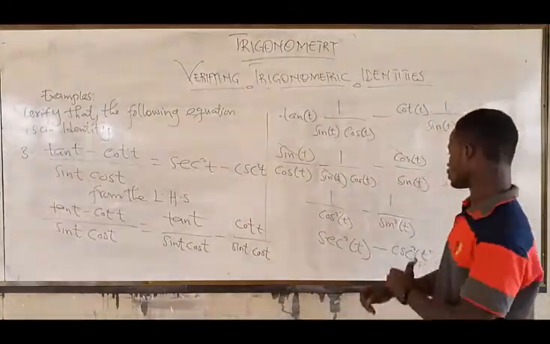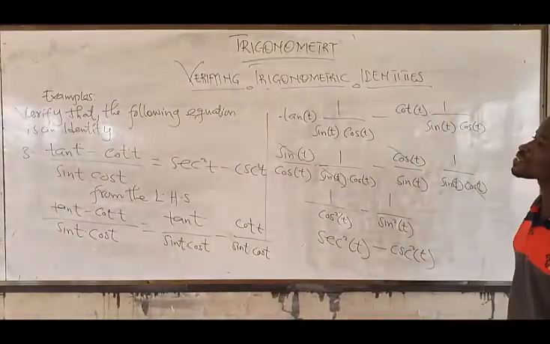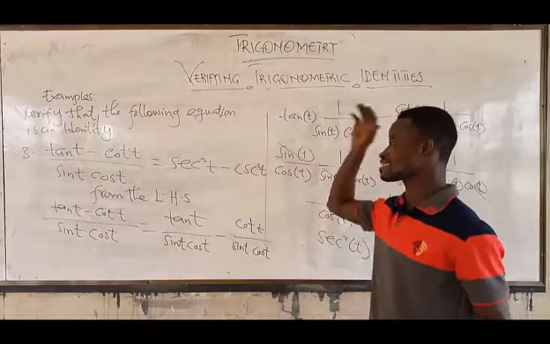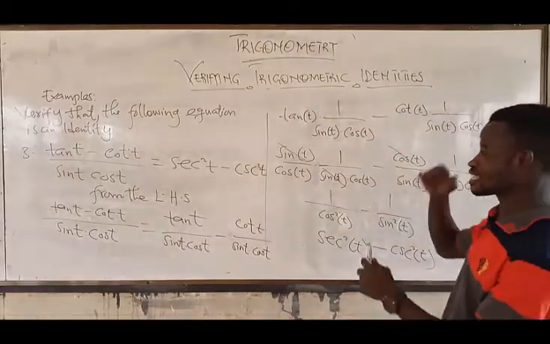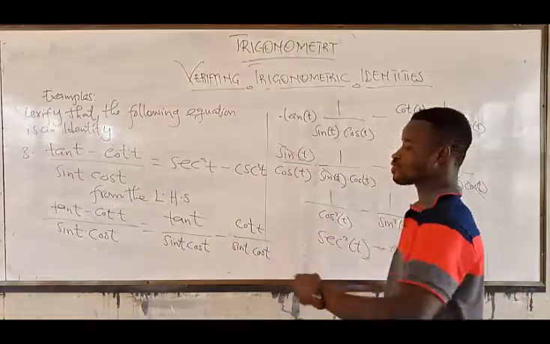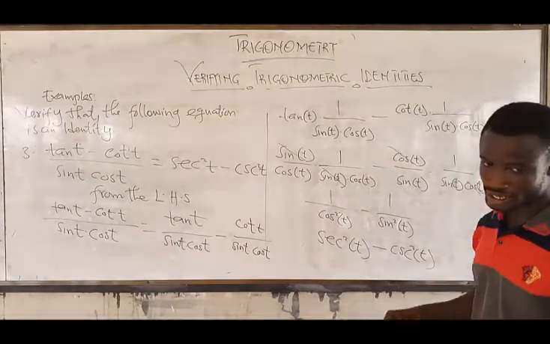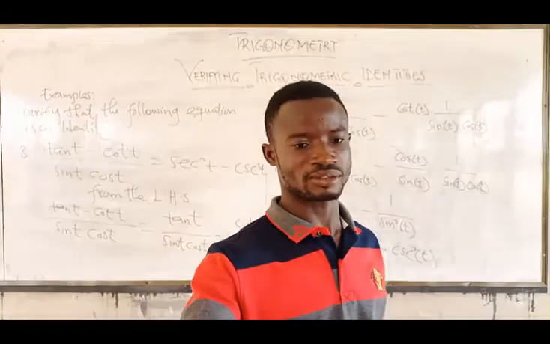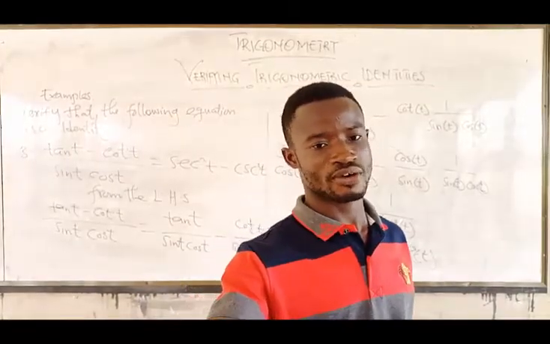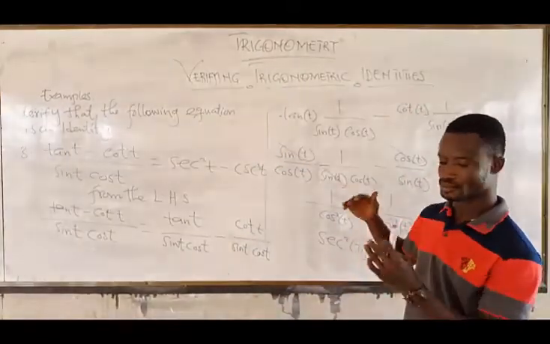Very good. So that is that for that. So since the left hand side is the same as the right hand side, or since the right hand side is the same as the left hand side, you can say that the equation is an identity. Very good. 4th question.